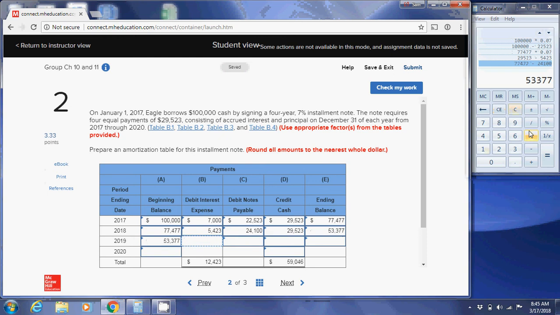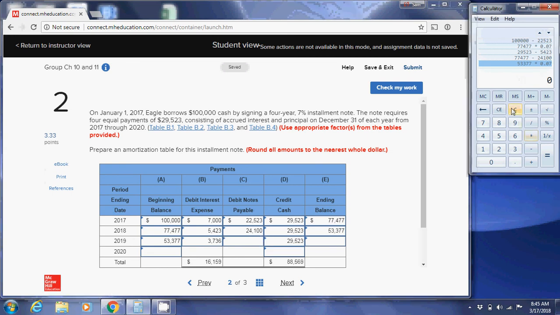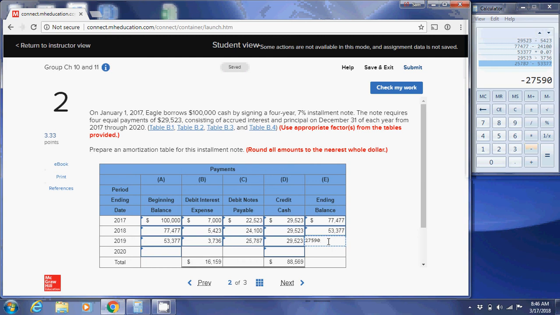My beginning balance times 0.07 gives me an interest expense of $3,736. I'm going to pay $29,523, take 29,523 minus that 3,736 gives me 25,787, and I'm going to basically just take that away from 53,377, which is going to leave me 27,590, and we'll finish this out by finding the interest on that.